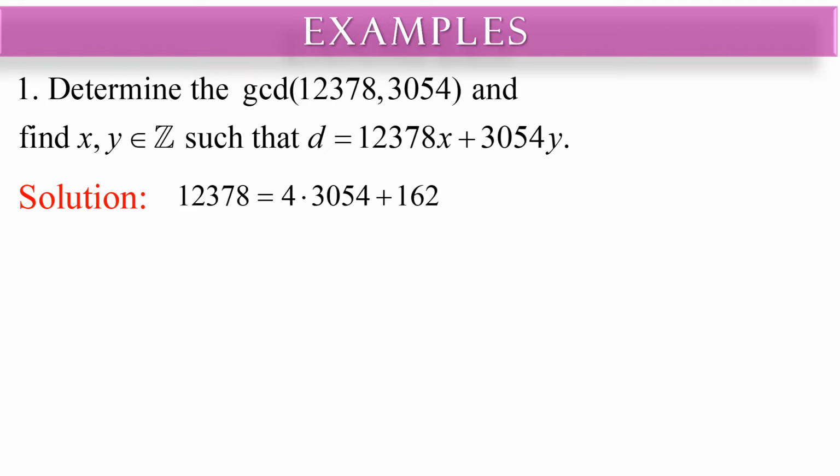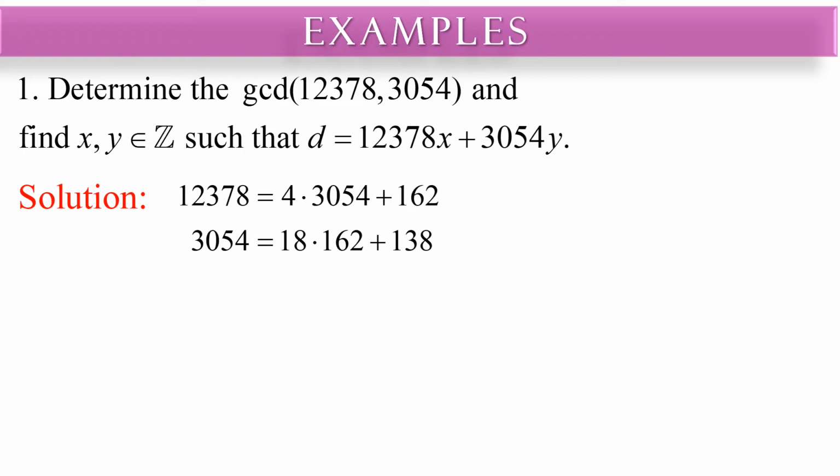The first step is to write 12,378 as a multiple of 3,054 plus the remainder. So we get 12,378 is equal to 4 times 3,054 plus remainder of 162. Well, of course, 162 is the unique remainder that is greater than or equal to 0 and less than 3,054. Now we're going to do the same thing, but this time with integers 3,054 and 162. We get that 3,054 is equal to 18 times 162 plus remainder of 138.